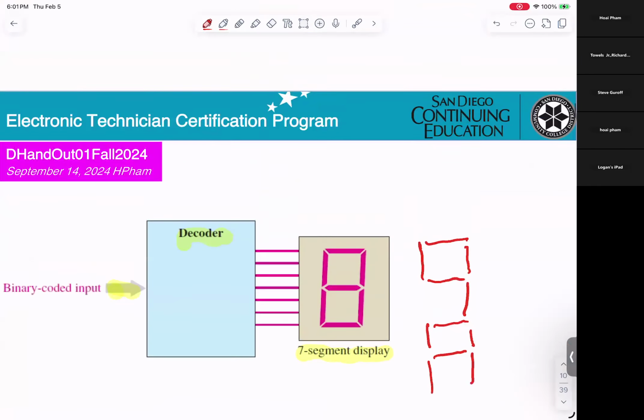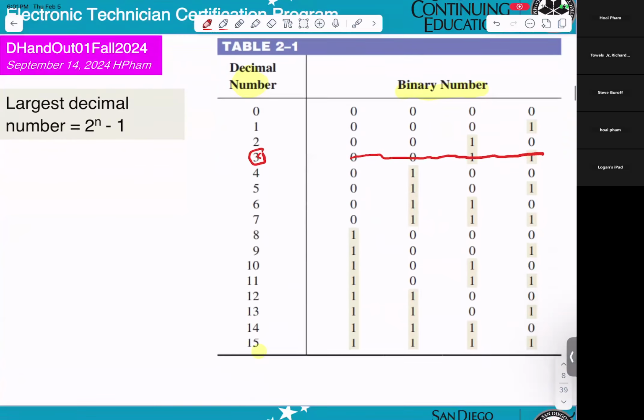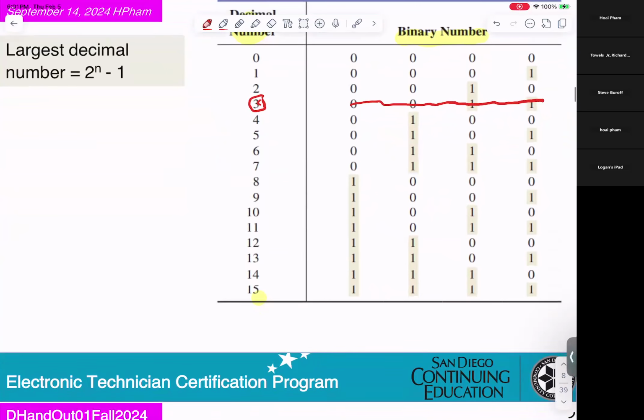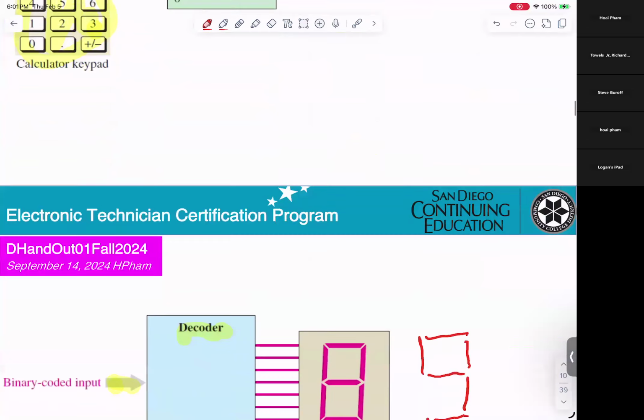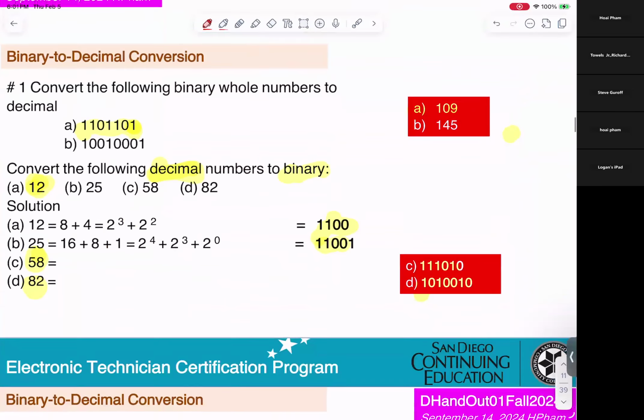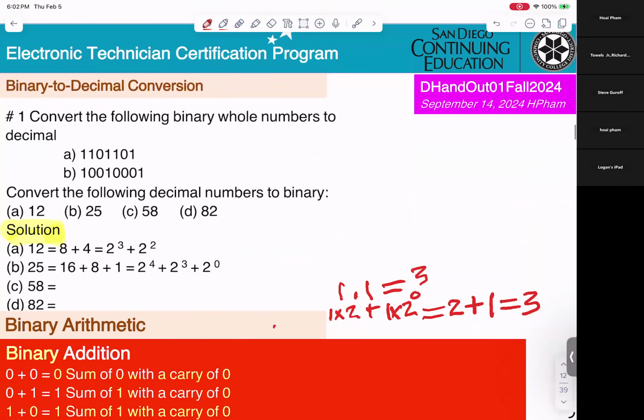Again, if you're looking into that one, 1, 1, 0 here. That's equivalent to number 6. Okay. Now, next one.